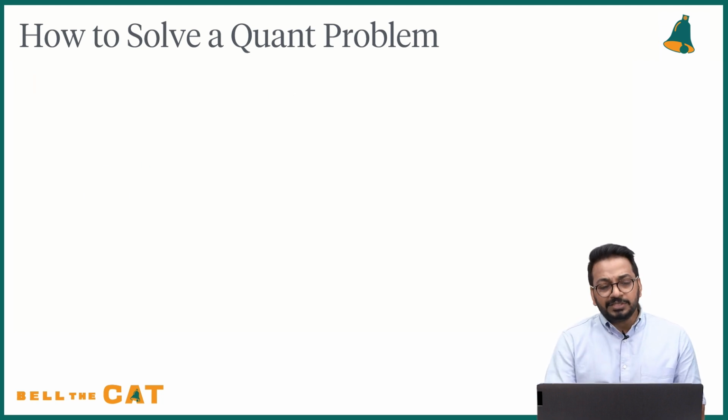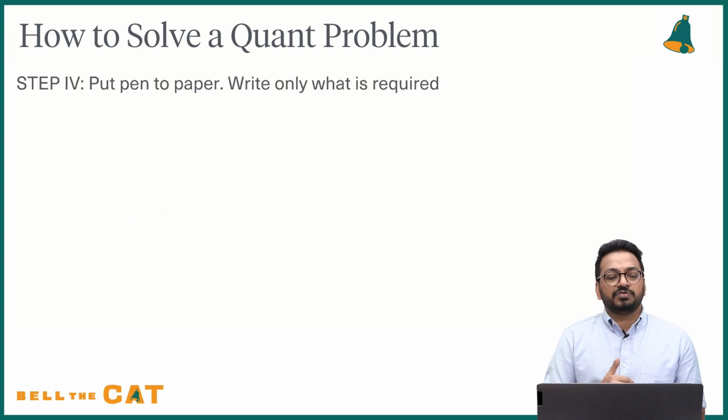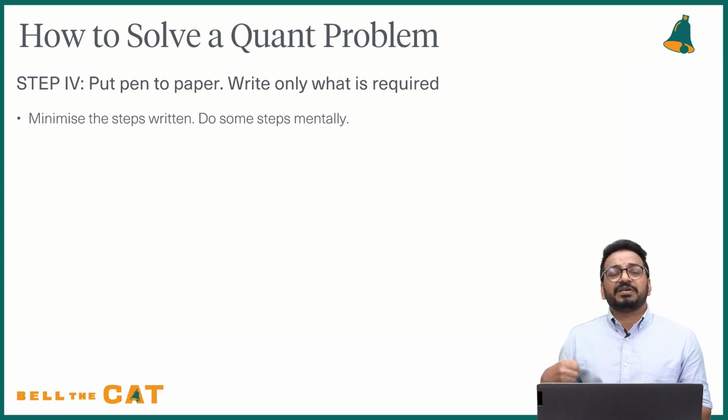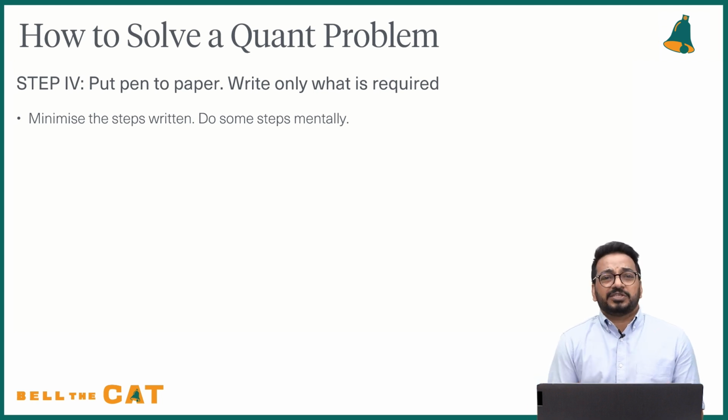Now, once you do that, then you go ahead and put pen to paper and write only what is required. This is absolutely important. Minimize the steps written. Do some steps mentally. I discussed this in the 7 skills to crack the CAT video in terms of solving efficiency. That is the 4th skill that I mentioned there in this same series of videos. In school and college exams, there are marks for steps. Here there are no marks for steps.